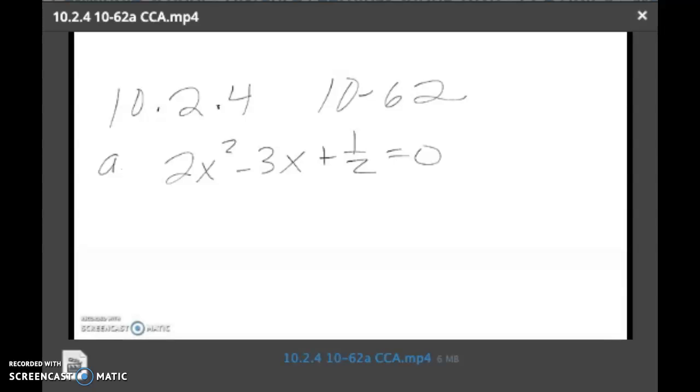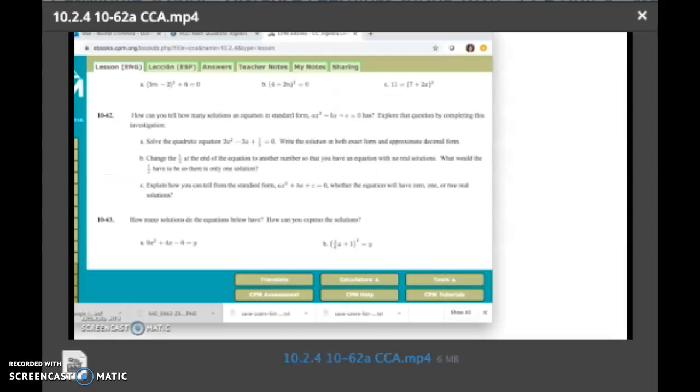This is lesson 10.2.4, problem 10.62. And in this problem, for the problem in general, it says, how can you tell how many solutions an equation in standard form, so ax squared plus bx plus c equal to 0, has? And so for part A, we need to solve the quadratic equation, 2x squared minus 3x plus 1/2 equal to 0. And then we have to write our solution in exact form and approximate decimal form.